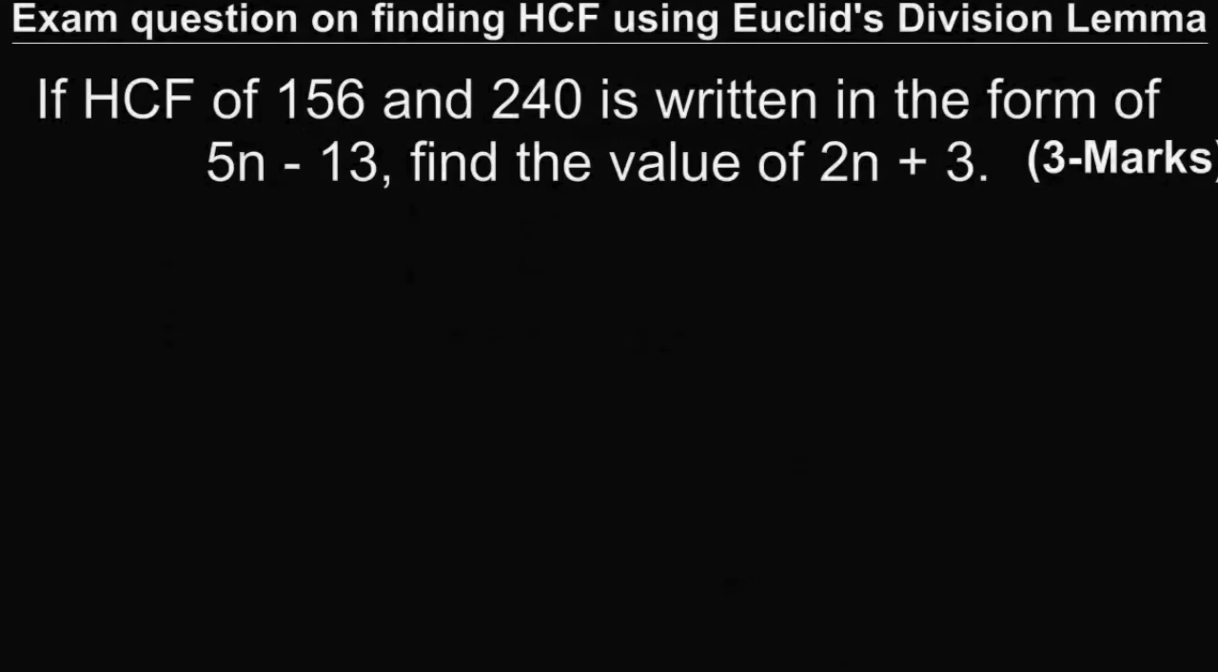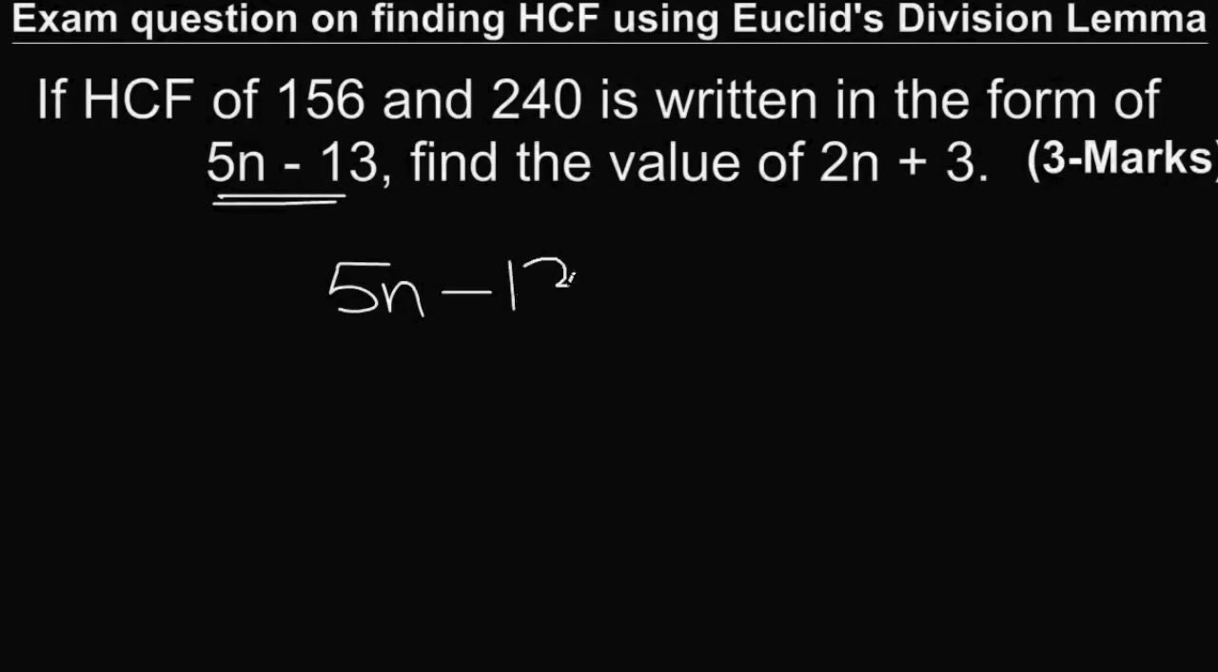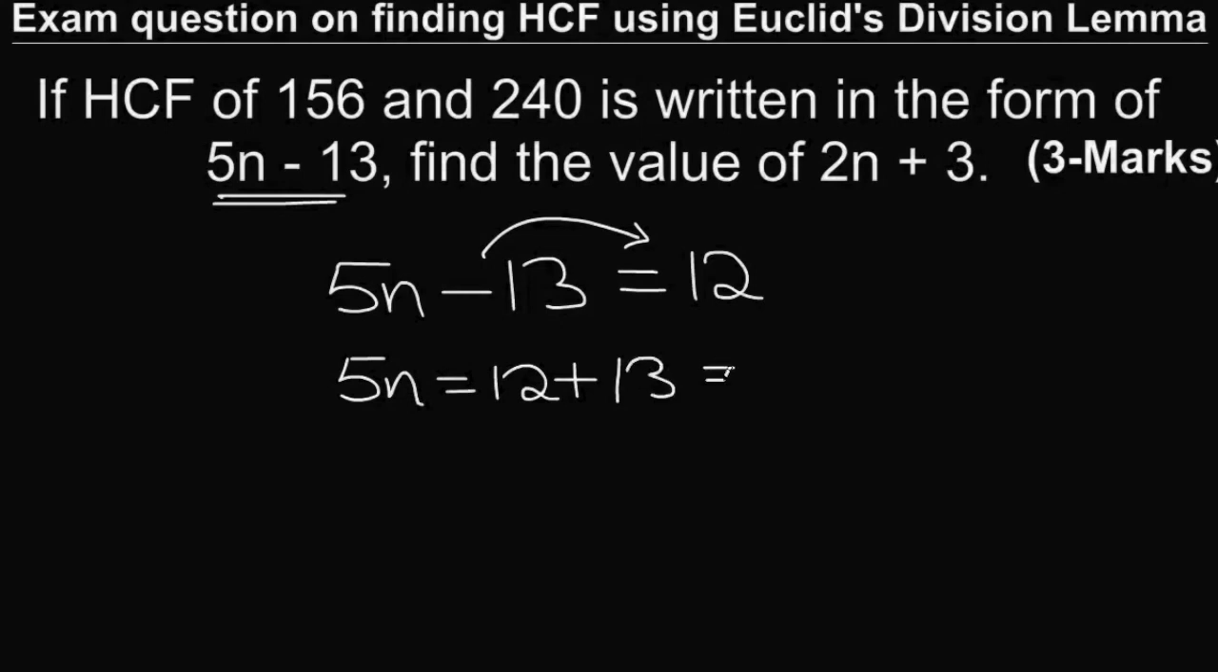So now let's clear this up. We have 5n, which is the expression given, minus 13. This is equal to 12. From here, we will move the 13 to the other side. So we will have 5n equals 12 plus 13, which is simply 25. We divide both sides by 5. So we simply get n is equal to 5.